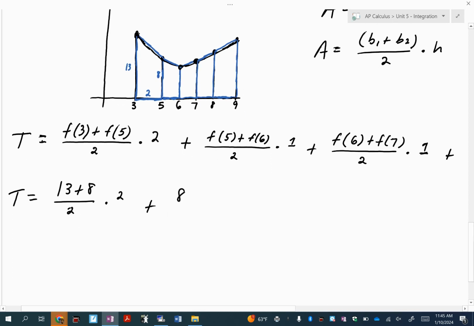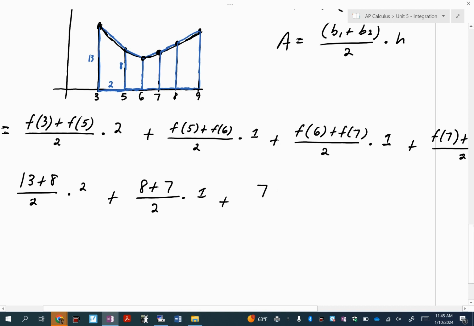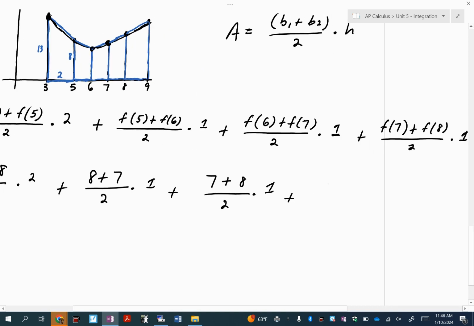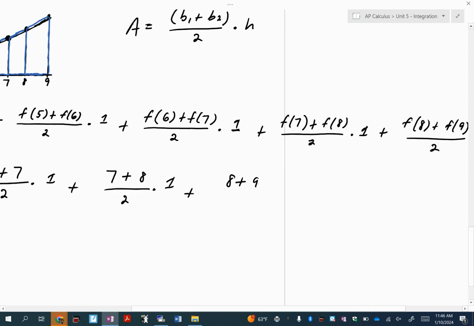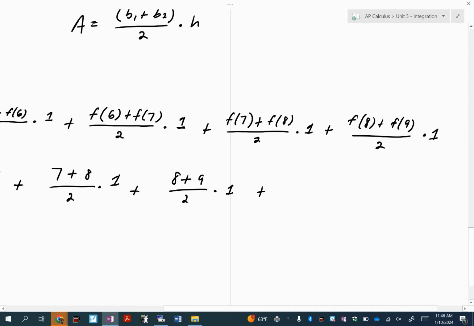F of 5 is 8. What is f of 6? Is it 7? Okay. What is f of 7? 8. What is f of 8? And then what is f of 9? 12.